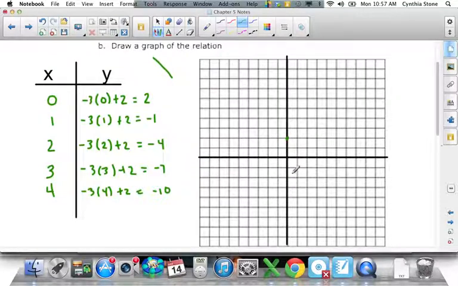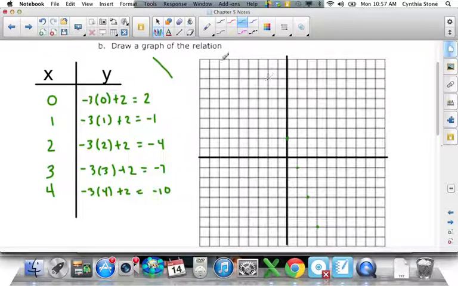I almost didn't make it on my graph. X equals 1, y equals negative 1. 1, negative 1. 2 and negative 4. 3 and negative 7. And 4 and negative 10. Now I made a bad graph there. It's not going to all fit. It's going to be down there. So I'm just going to leave. It's going to be a straight line, so it should work in all those points anyway.